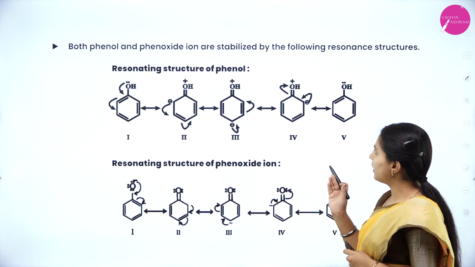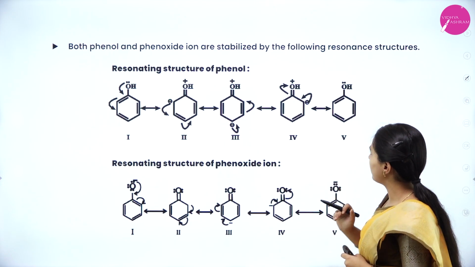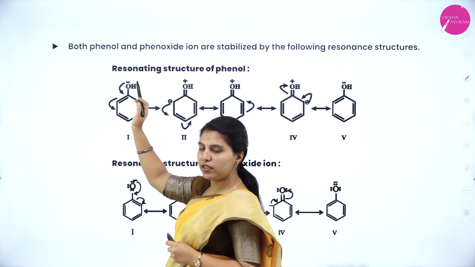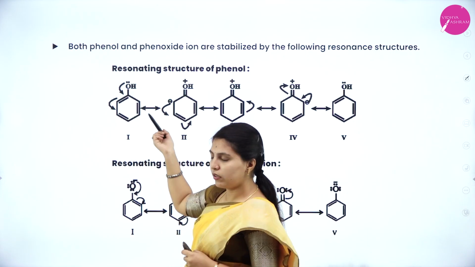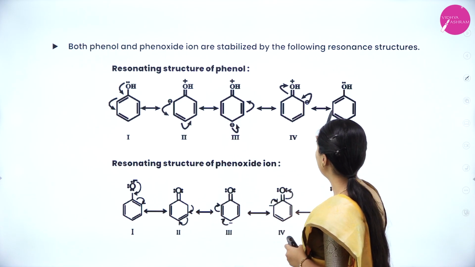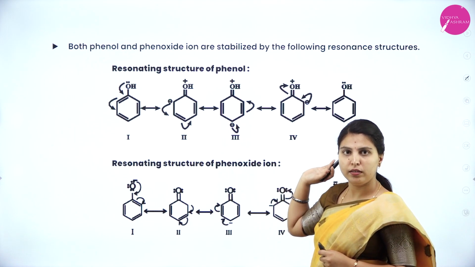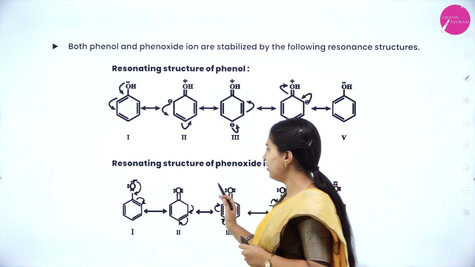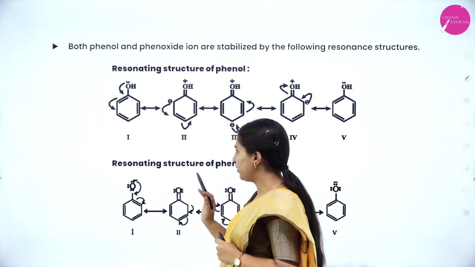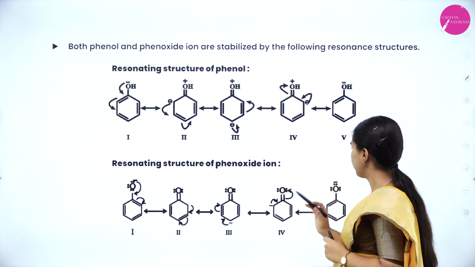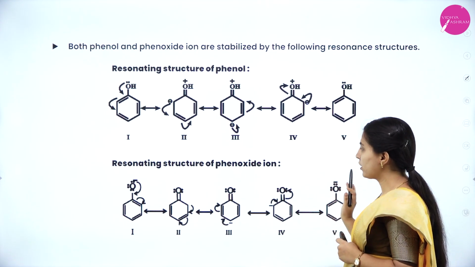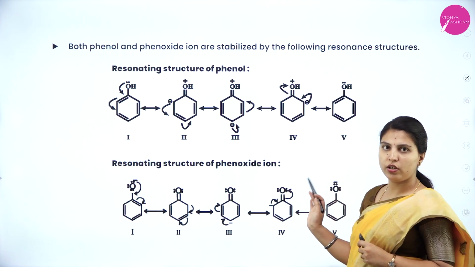Both phenol and phenoxide ion are stabilized by the following resonance structures. This is the resonating structure of phenol. Oxygen is electronegative in nature, so it donates electrons for the conjugation, and it keeps on moving around the phenol molecule. This is the phenoxide ion. Here also more electrons are involved and they enter into the conjugation. See here, it is the actual structure of phenoxide ion. Here the hydrogen you cannot expect.